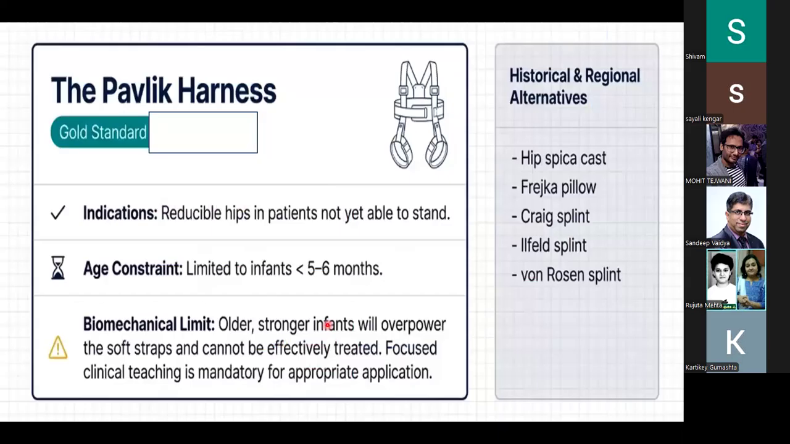Pavlik harness is the gold standard for treatment. Indications are reducible hips in patients not yet able to stand, limited to infants less than 5 to 6 months, because older, stronger infants will overpower the soft straps and cannot be effectively treated. Focused clinical teaching is mandatory for appropriate application by the caregivers. Other alternatives to the Pavlik harness are the Frejka pillow, Craig splint, Ilfeld splint, and Von Rosen splint.